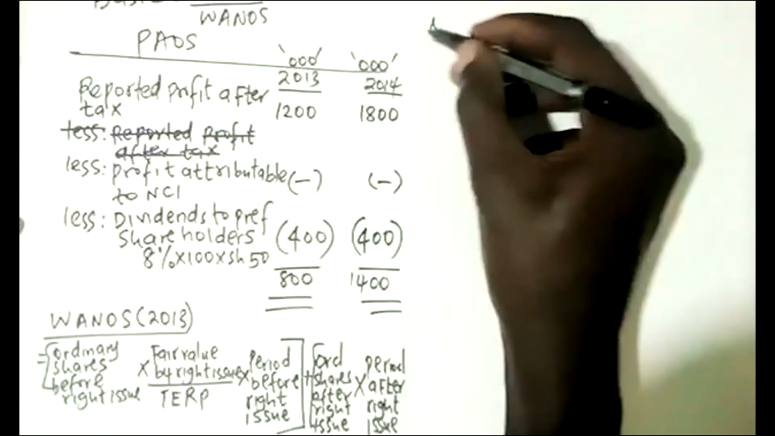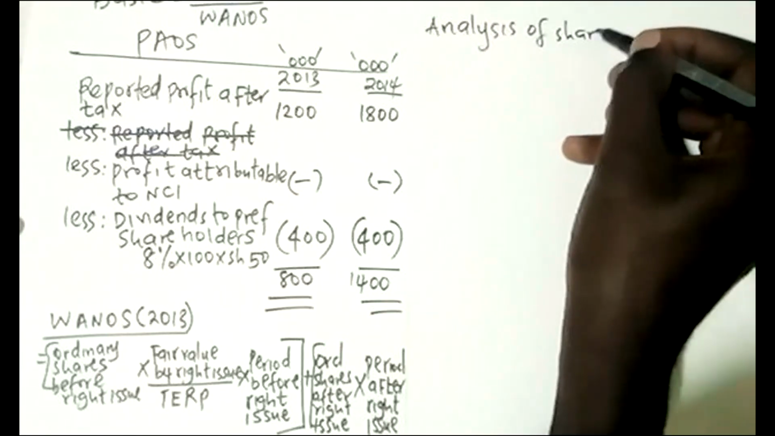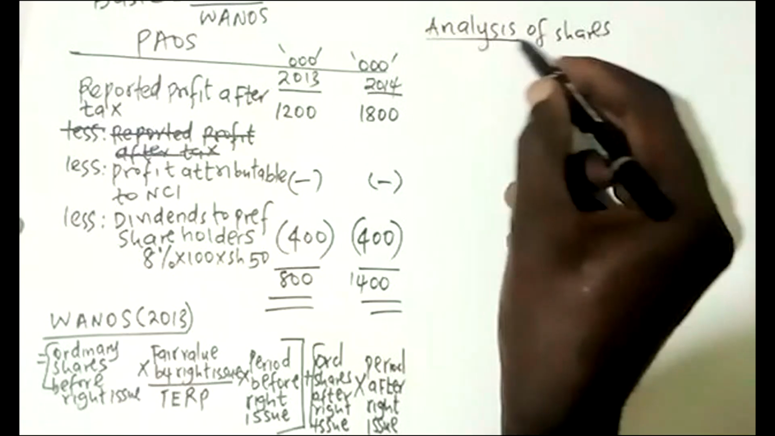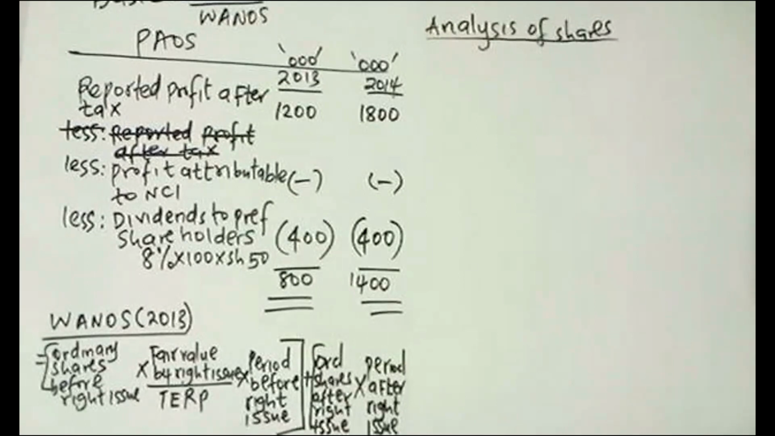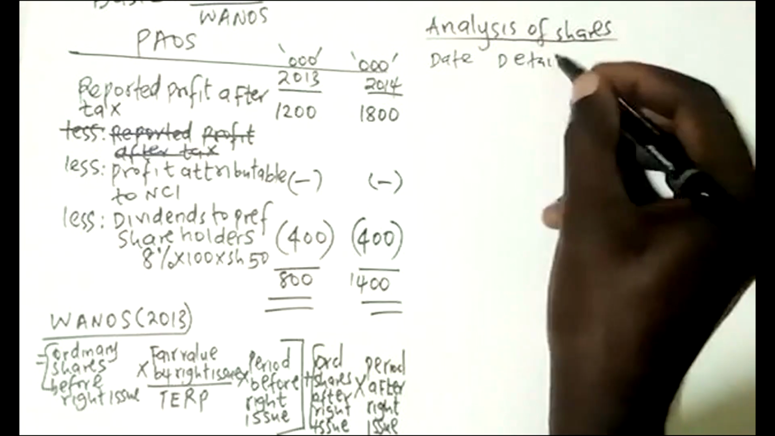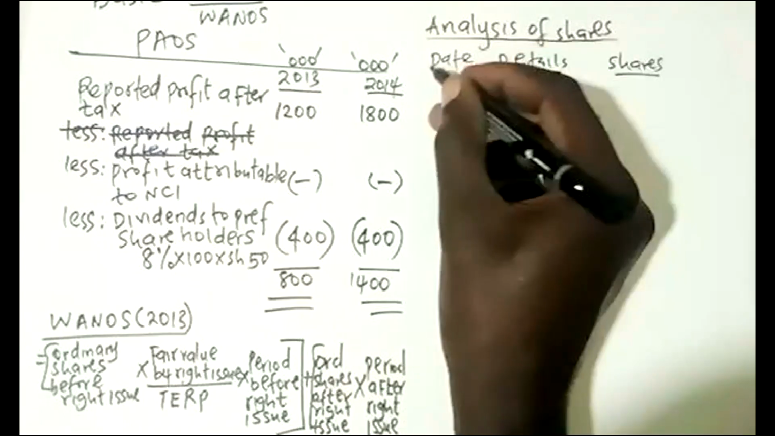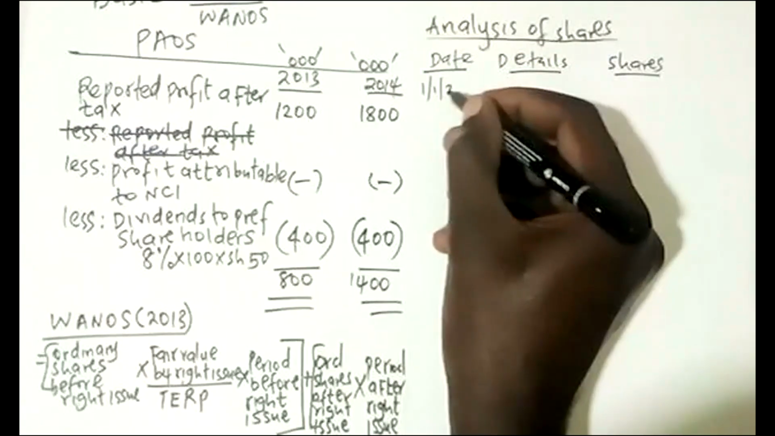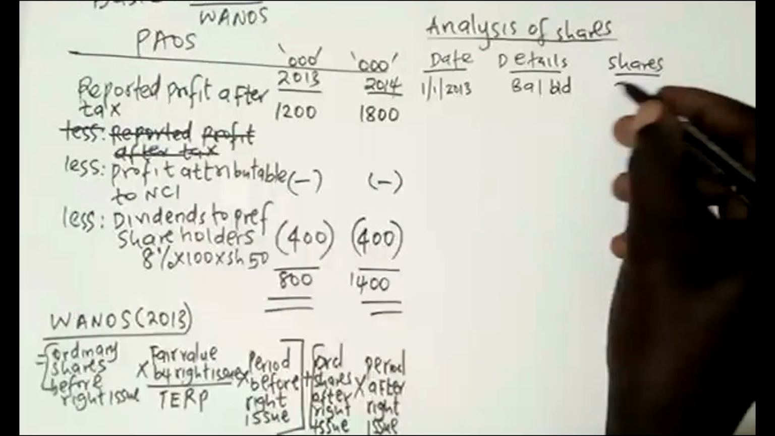So let us do the analysis of shares to be applied in the formula. You write the date, you say details, you talk about shares. Remember that our financial year starts on 1st January 2013. The balance brought down. How many shares were there from the start of the year? 300.